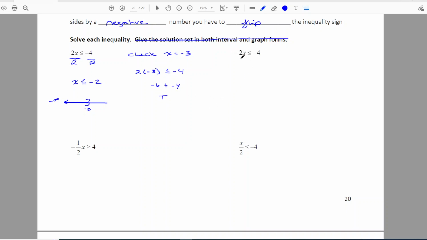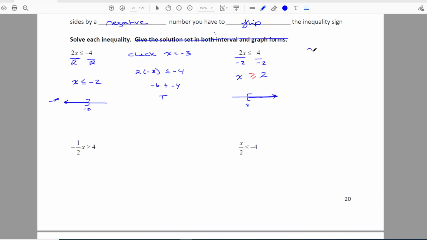Okay, what about this one? So this one, to solve for x, I'm going to divide by negative 2. Should I or shouldn't I? Well, I should. Should flip my inequality sign. Okay, if I flip my inequality sign, I get negative 2 divided by negative 2 is just x. Negative 4 divided by negative 2 is 2. That means that any value greater than or equal to 2 should make this inequality true.